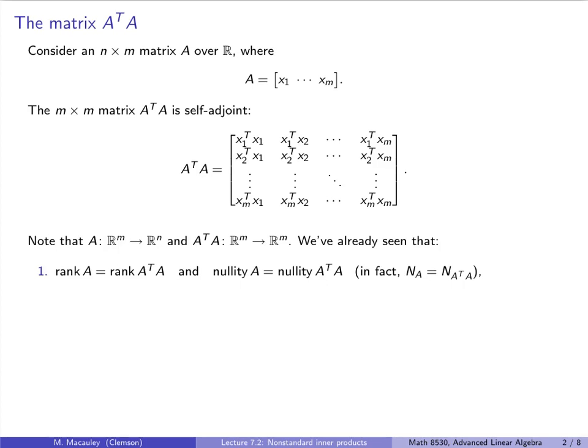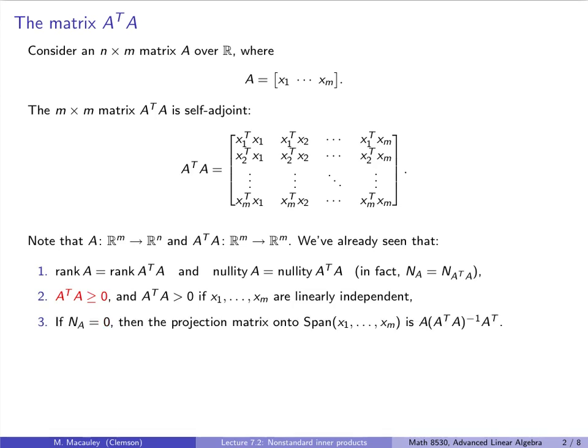First off, A and A transpose A have the same rank and the same nullity. Even more than that, they actually have the same null space. So not just the dimension is the same, but the actual null space is the same. We've proven that. We've seen that A transpose A is non-negative, and it's positive if the vectors x1 up to xm are linearly independent.